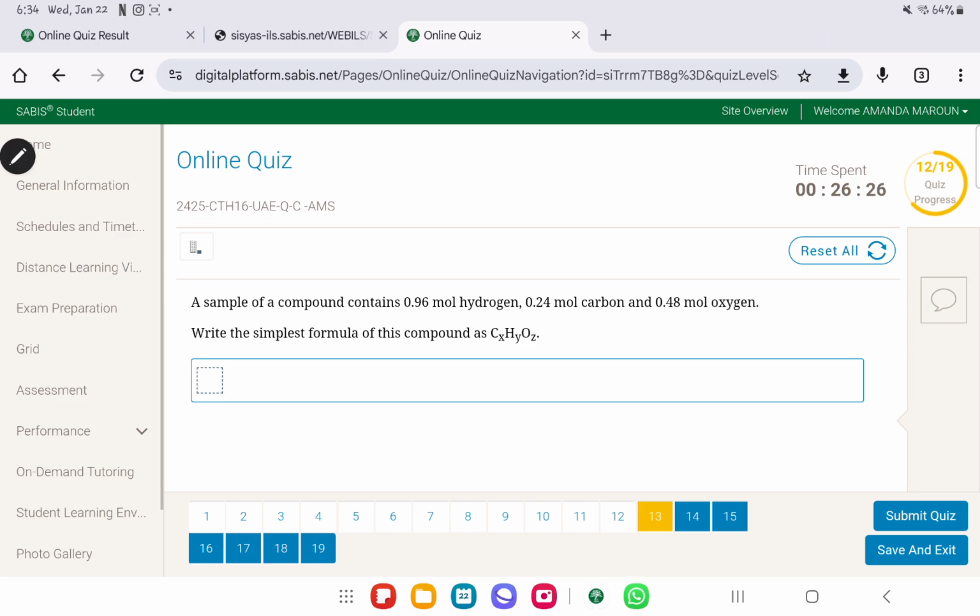Moving on to question number 13. A sample of a compound contained 0.96 moles of hydrogen, 0.24 moles of carbon, and 0.48 moles of oxygen. So 0.96, 0.24, and 0.48. How I do it personally is I add them all. So 0.96 plus 0.24 plus 0.48, we will get an answer of 1.68.